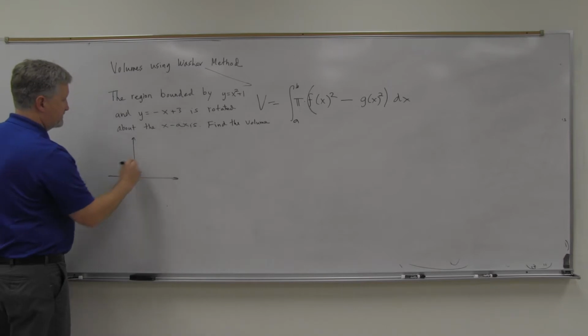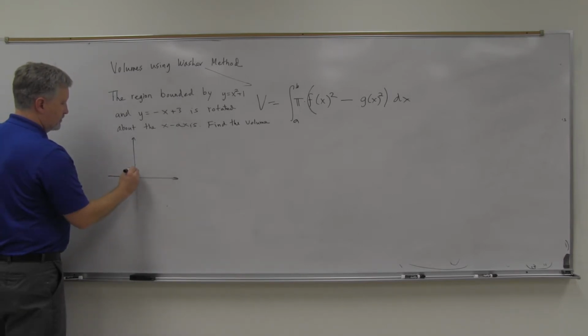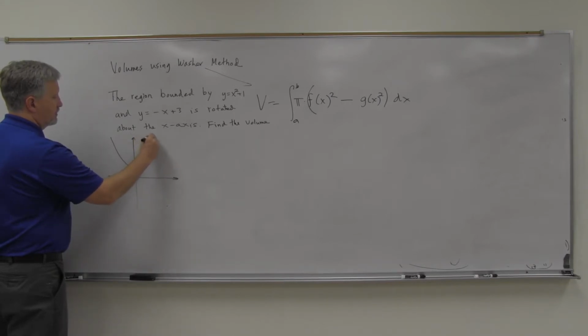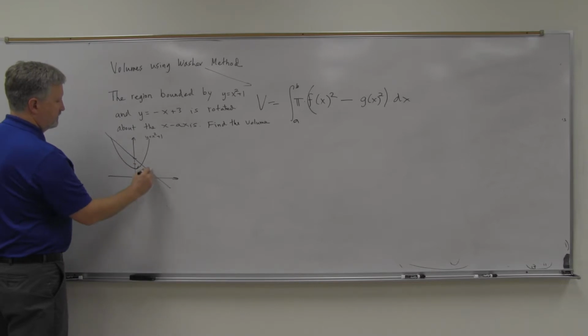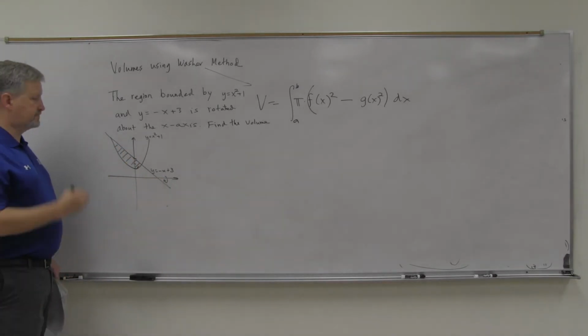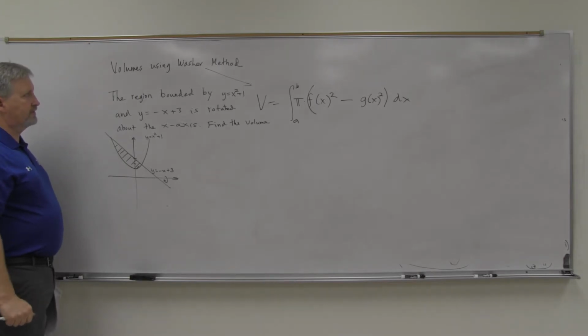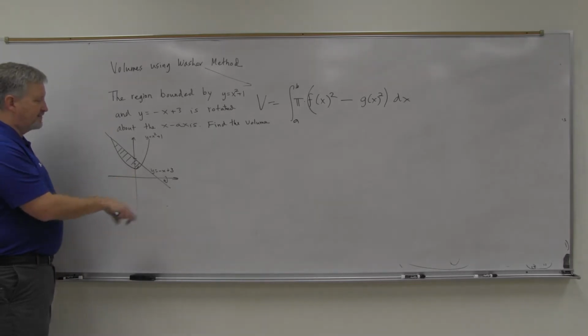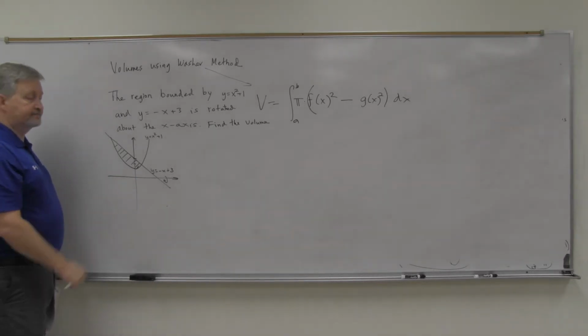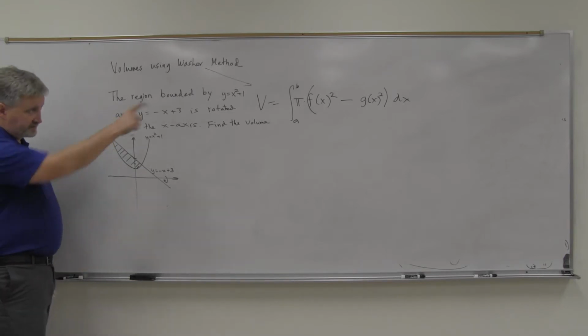Well, real quick, y equals x squared plus 1 would be this. Y equals minus x plus 3 would be this. Something like that. So I want to take this and rotate that about the x-axis. Well, yeah, this is the washer method because, I'm not even going to try to draw that, but you're going to have a hole in this graph.